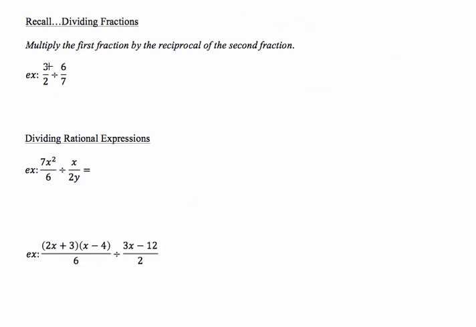Okay, remember when you divide fractions, you actually multiply the first fraction by the reciprocal of the second fraction. And the reciprocal means to flip it upside down. So what you do is you change that division sign to a times, then we flip the second fraction, so it becomes 7/6. And then we multiply.